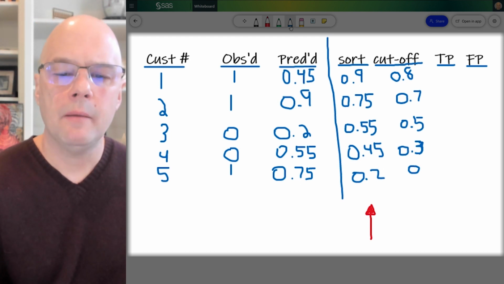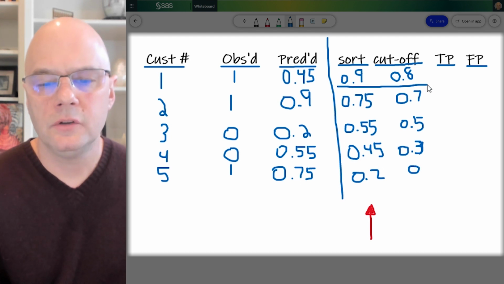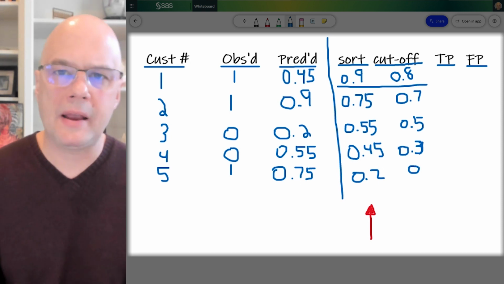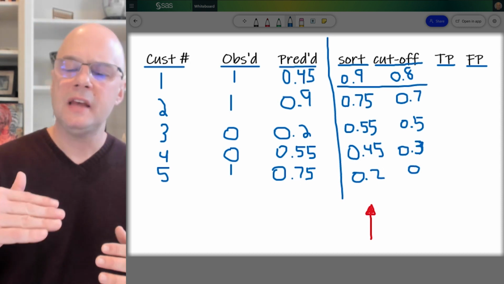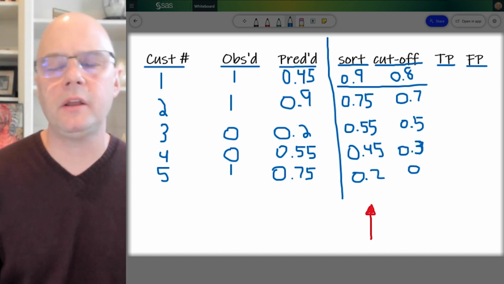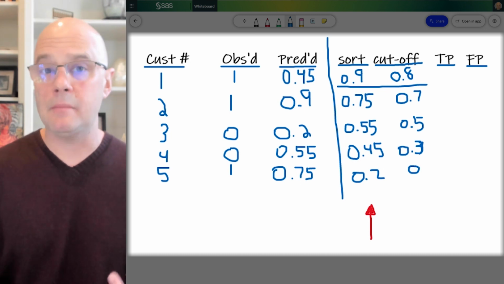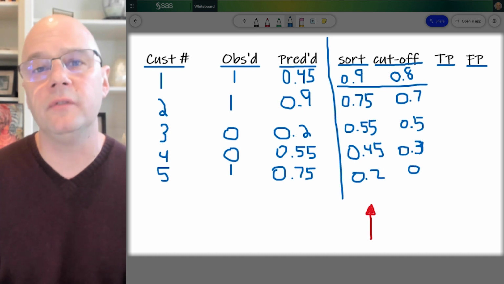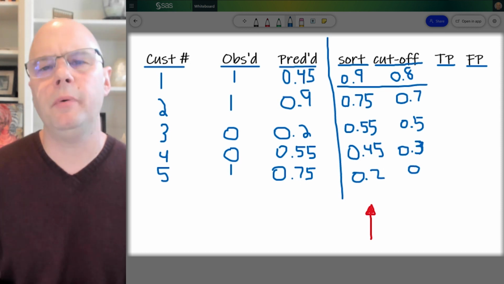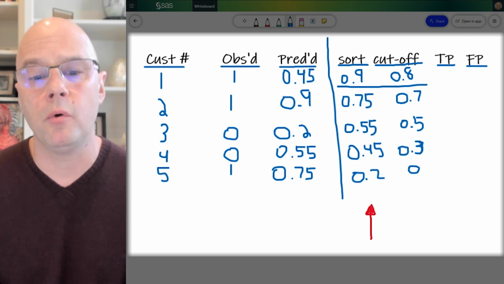So let's suppose my first cutoff is at 0.8. So remember, my model gives me probabilities. I rank order my cases based on those probabilities. And now everybody above my cutoff, everybody whose predicted probability is greater than 0.8, I'm going to label as a 1. These are the individuals that I would send my marketing campaign to. Let's see what the true positive and false positive rates would be if I use a cutoff of 0.8.